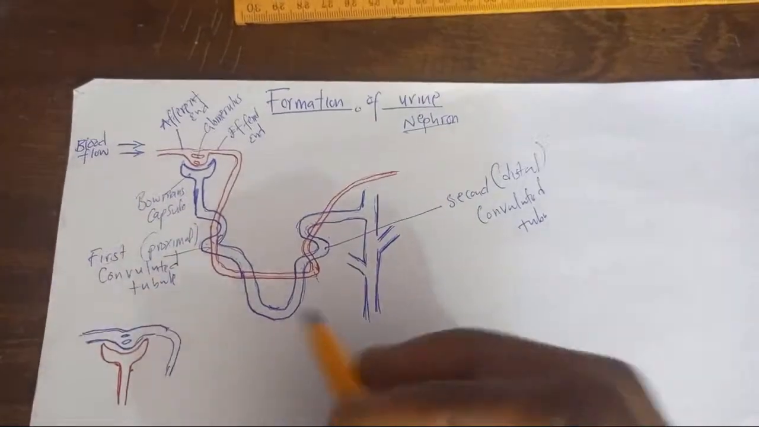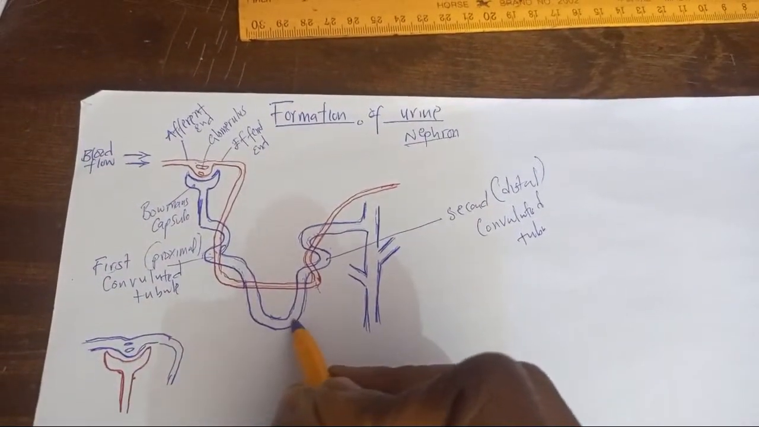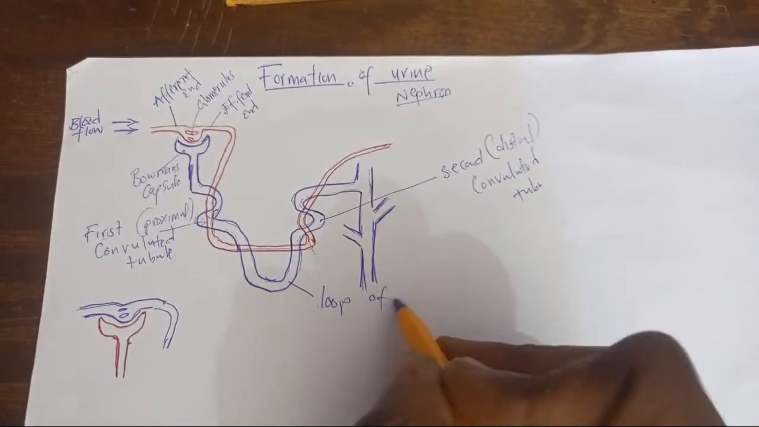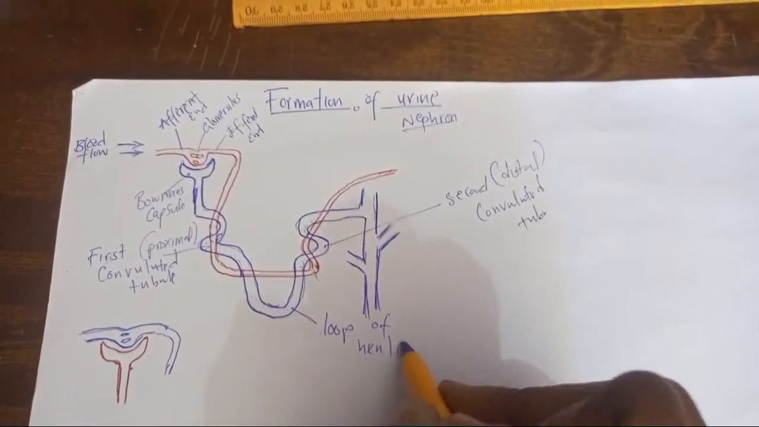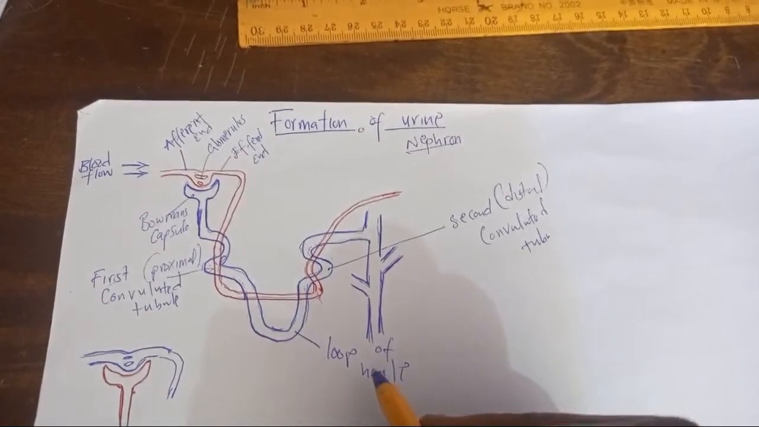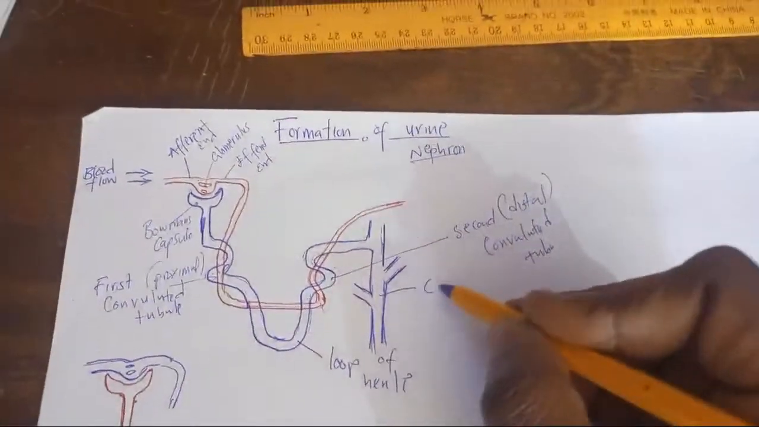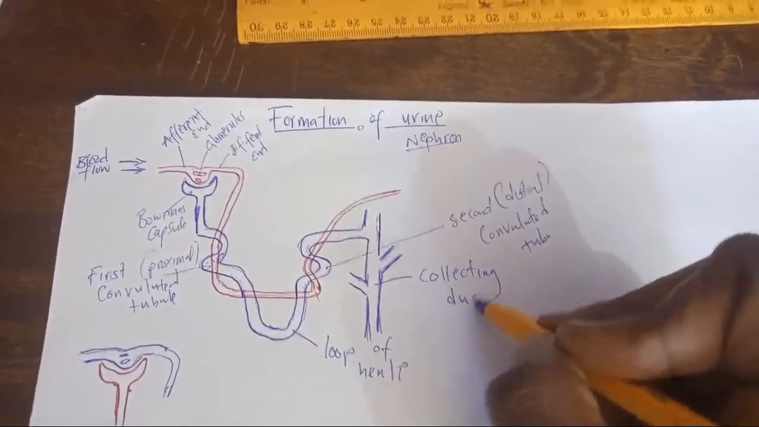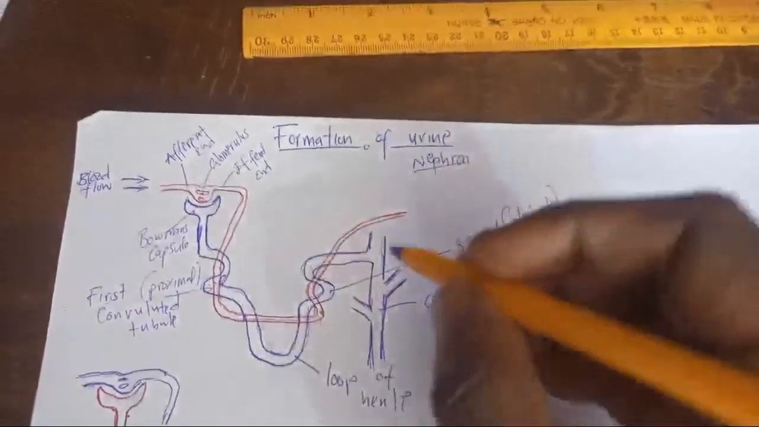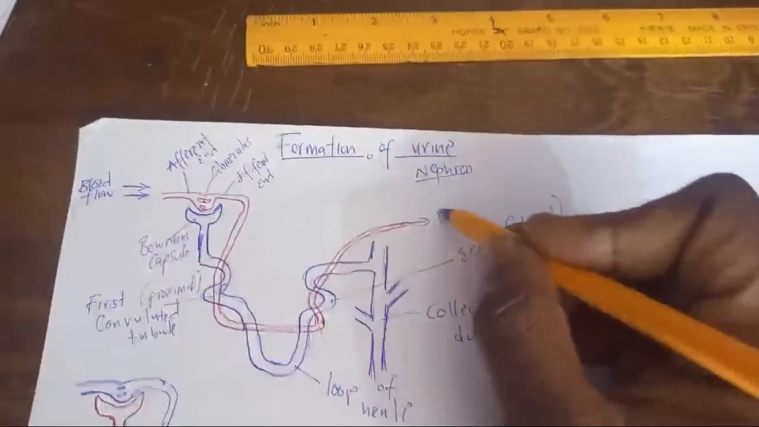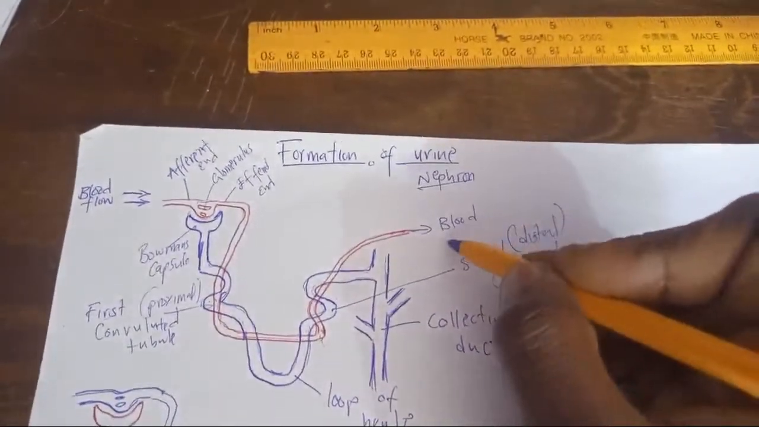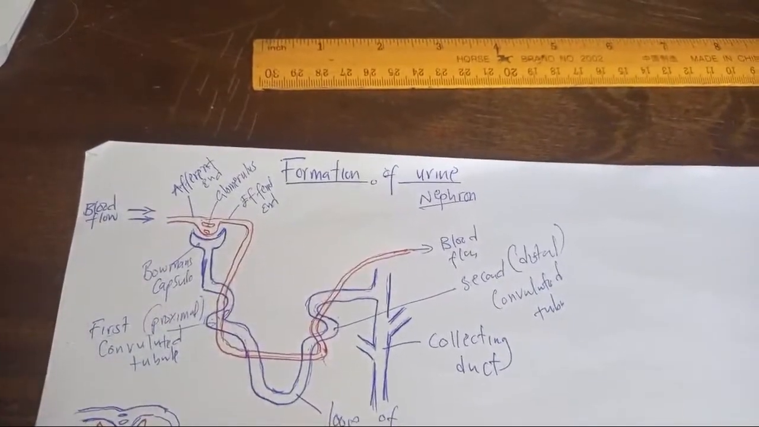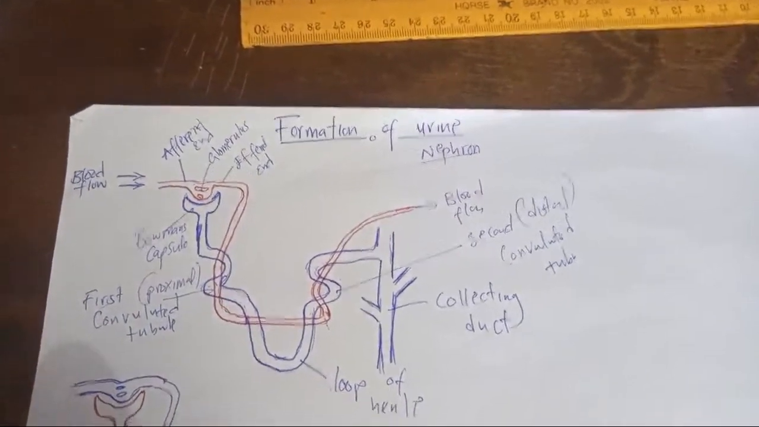Then here, down, we have what we call the loop of Henle. Then this is a duct, which is called the collecting duct. Then at the end now, we have the blood flow here at the end.